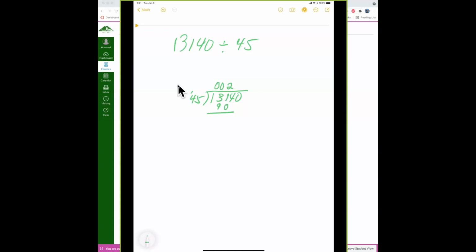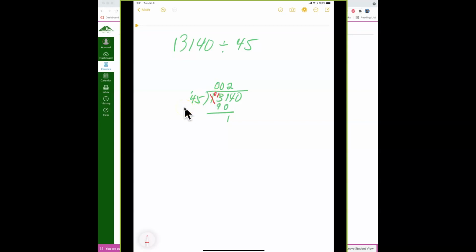So 1 minus 0 is 1. And here 3 minus 9 we can't do, so we borrow from the 1. Let me do this in a different color. We're going to cross out the 1, and that leaves 0. That guy's got no money now. And we can make this 3 like 13.